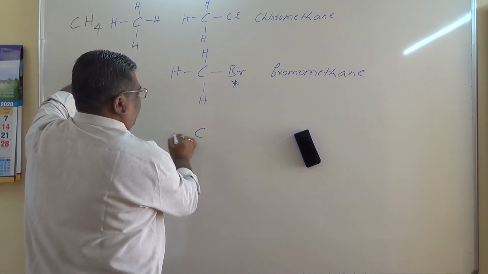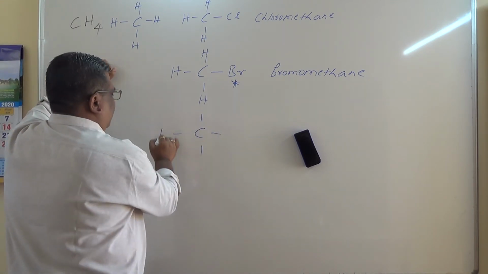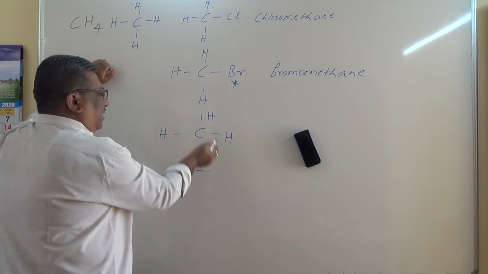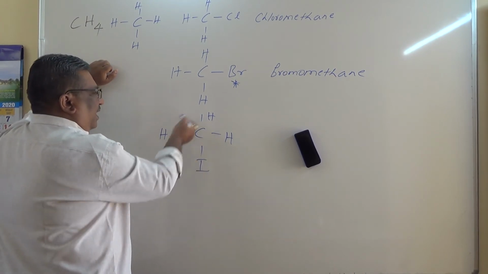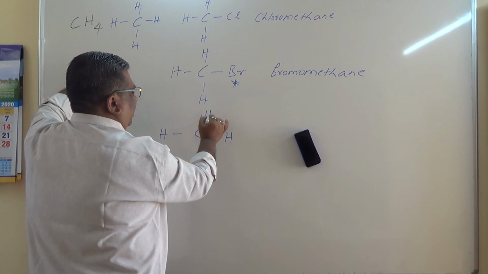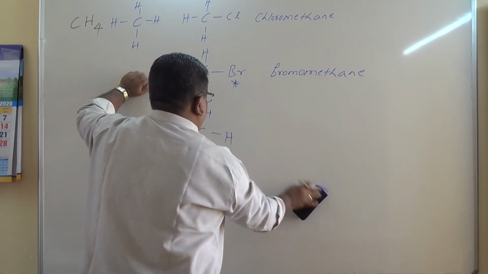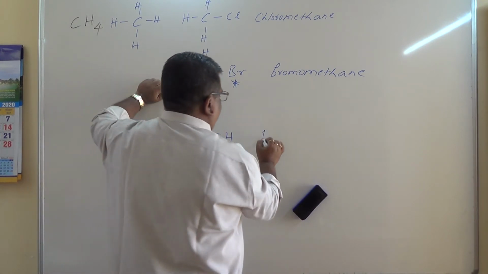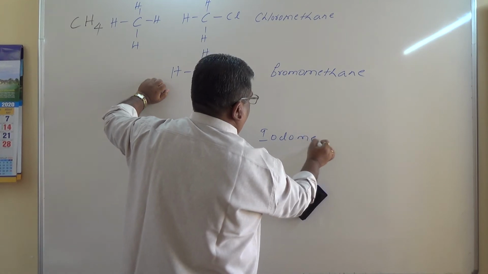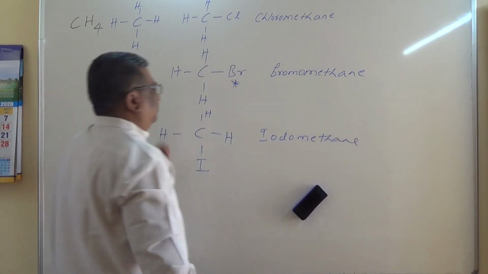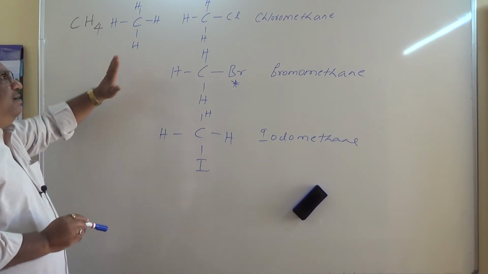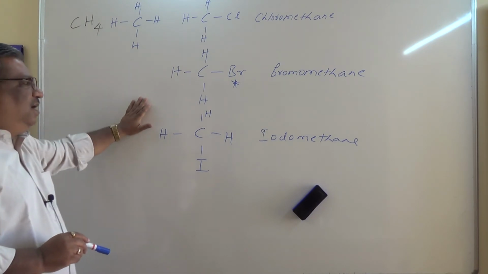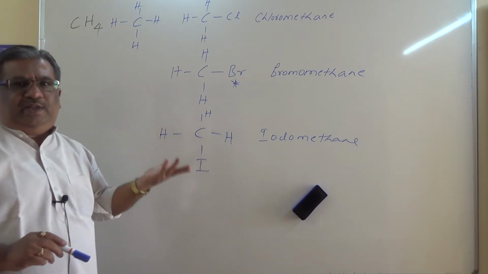If I attach iodine for this hydrogen, I will add iodine here. This is H here, H here. Any valency you can add this iodine anywhere here. Remove one hydrogen and add that. In this case, this is methane, but iodomethane. This name is iodomethane. So we added halogens and we are able to read chloromethane, bromomethane, iodomethane. Similarly, if I add fluorine, fluoromethane.